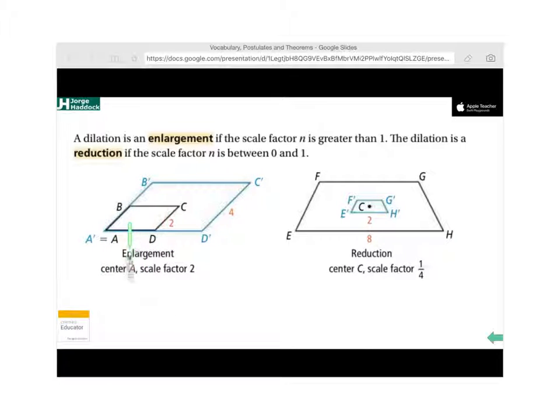So it's going to be, of course, greater than that, and my scale factor is going to be 4 divided by 2, so in that case it's 2. The same with the reduction is that if the scale factor n is between 0 and 1. So for example, this one, as you can see, is a little bit smaller than the scale factor.